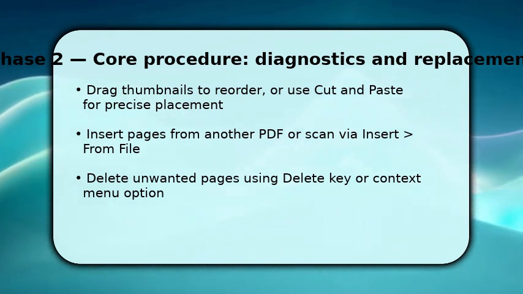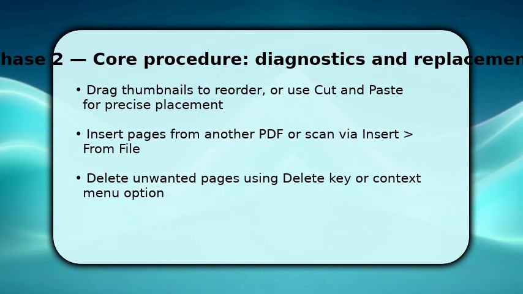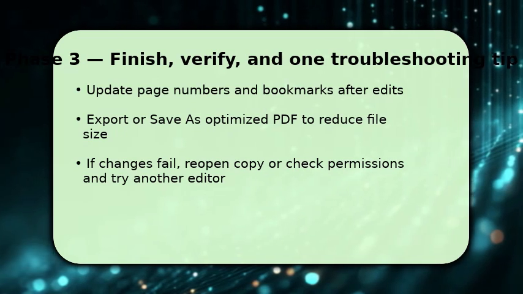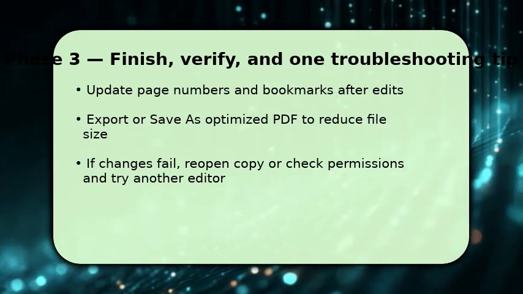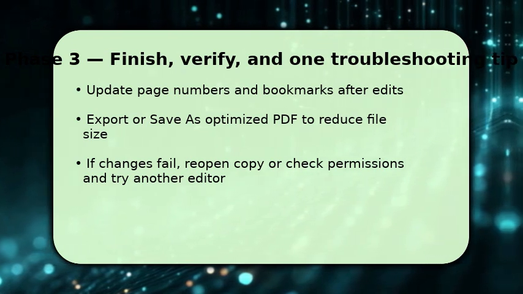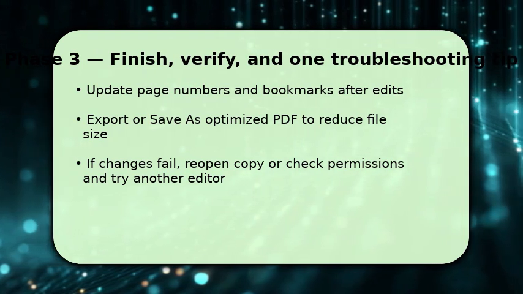Make sure to review surrounding pages to maintain logical flow and pagination continuity. You finish by updating page numbers, bookmarks, and the table of contents if present. This keeps navigation accurate for readers. Once satisfied, choose Save As or Export to create a finalized, optimized PDF. This reduces file size and locks in the new order.